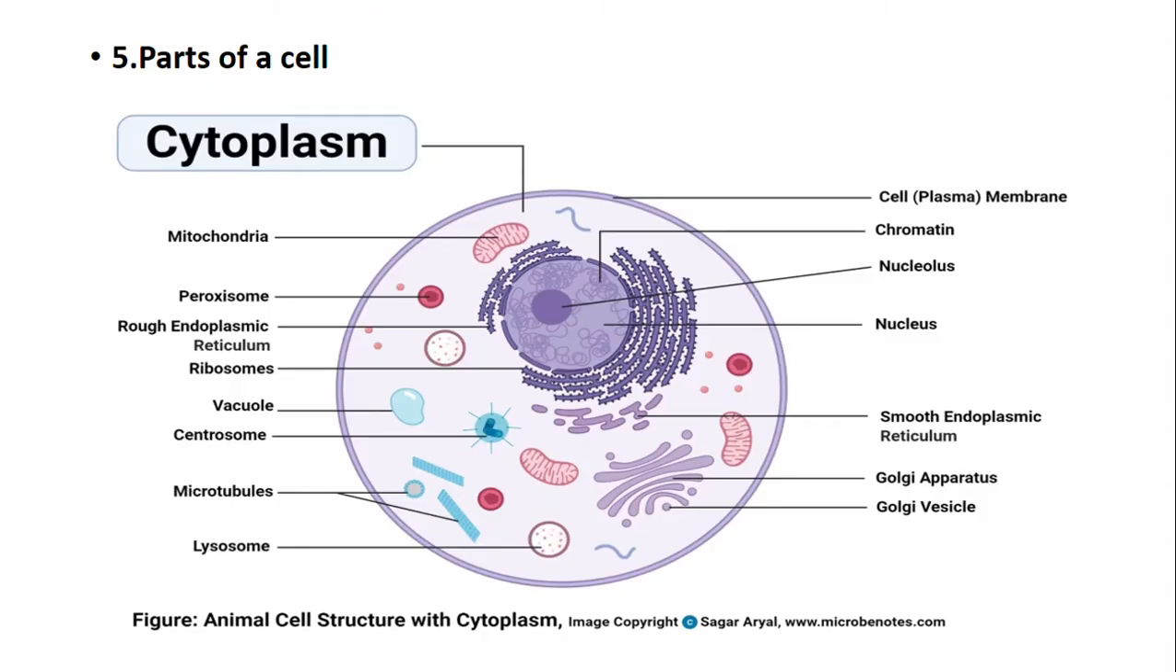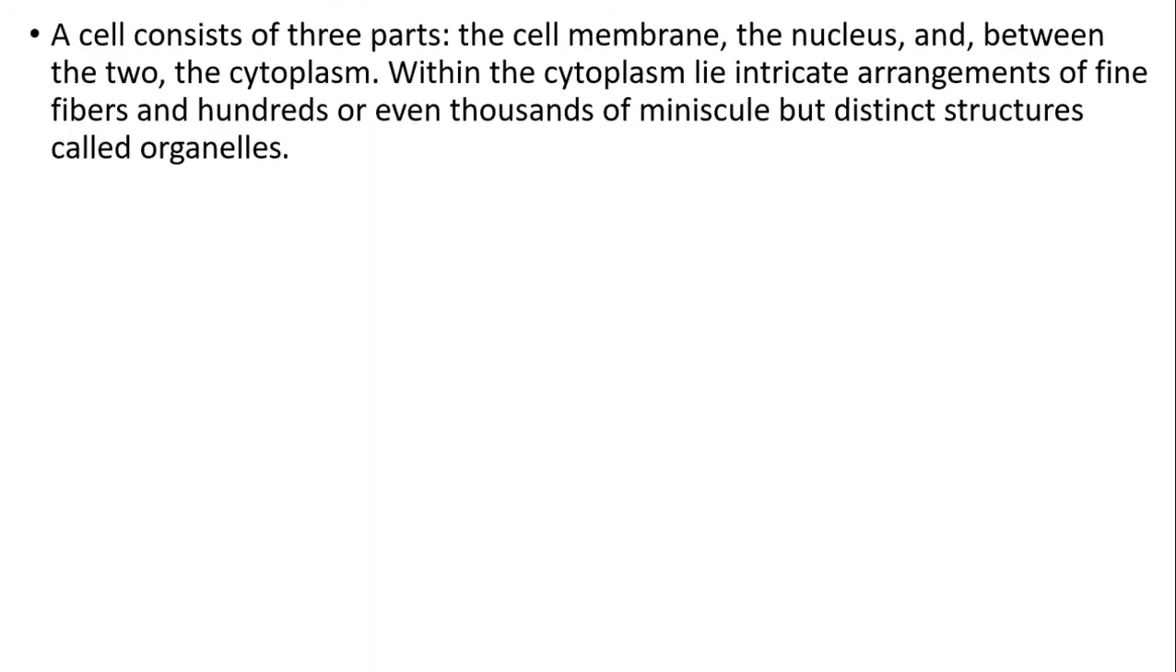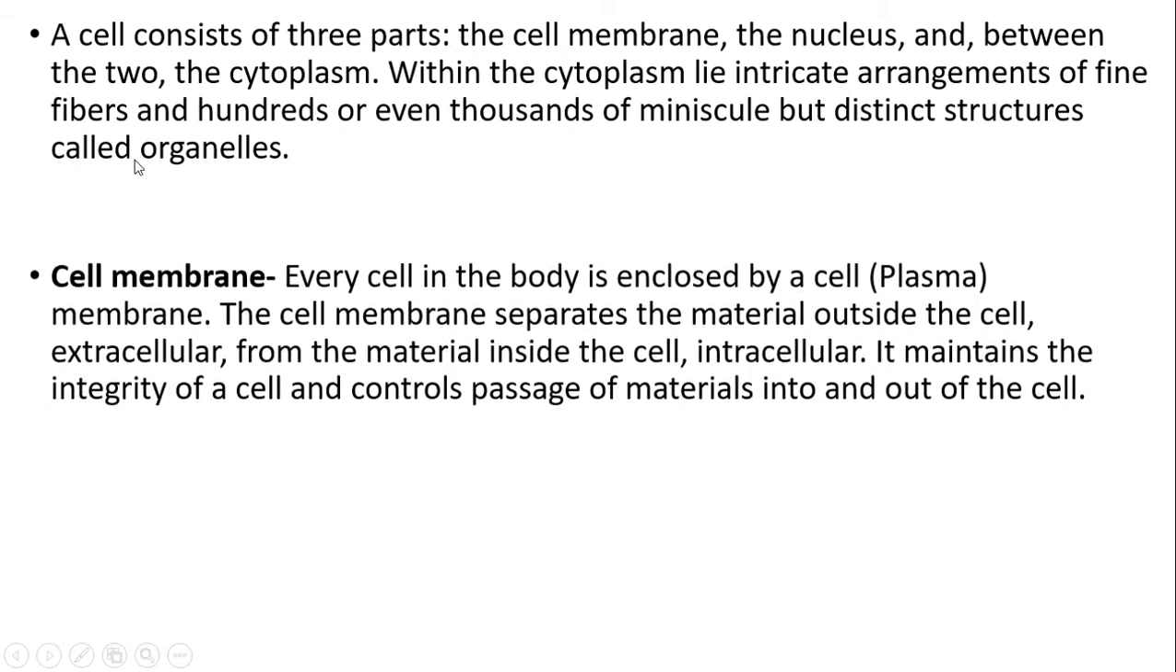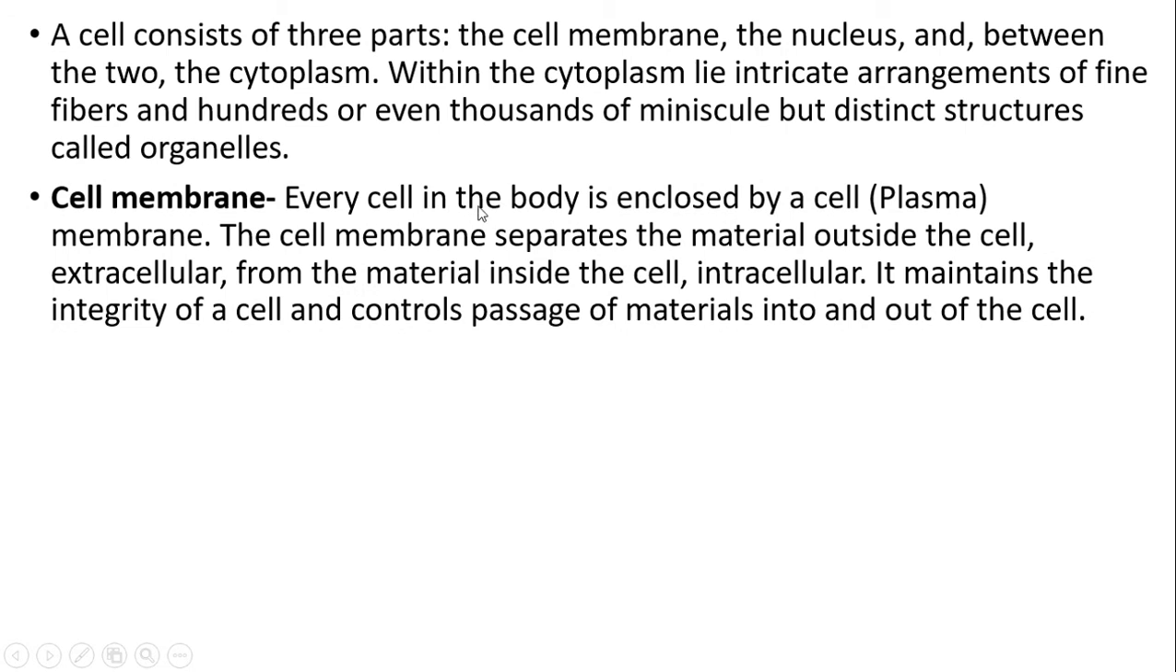The fifth question is parts of a cell. This is a picture of a cell. The cell contains three parts: cell membrane, nucleus, and between them the cytoplasm. Within the cytoplasm lie the intricate arrangements of the fine fibers and hundreds or even thousands of minuscule but distinct structures called organelles. Cell membrane. Every cell in the body is enclosed by a cell, that is plasma membrane.